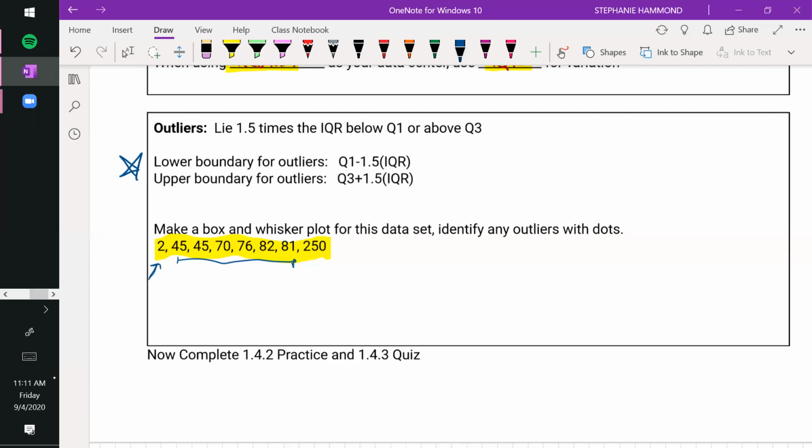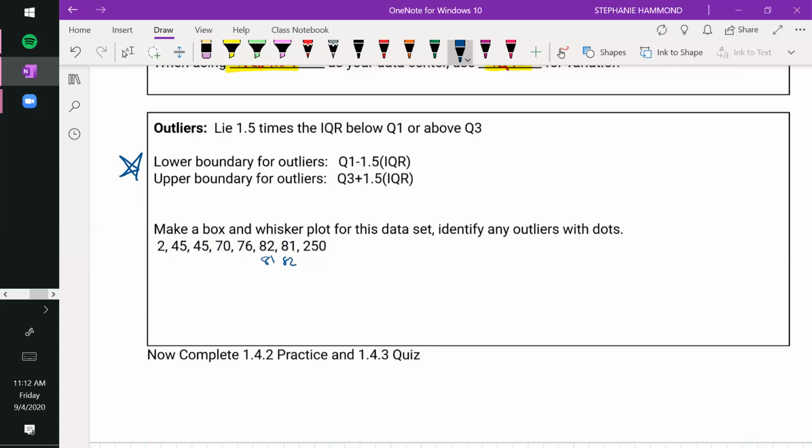In order to find the lower and upper boundaries for outliers, I first need to find my quartiles and my interquartile range. So I'm going to do that. To find my quartiles, I'm first going to find my median. I have 1, 2, 3, 4, 5, 6, 7, 8 data points here, and they are almost in the correct order. It should say 81, 82. Now it's in least to greatest order.